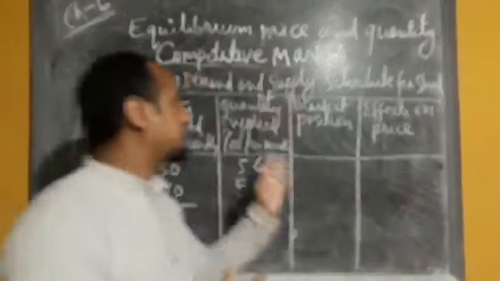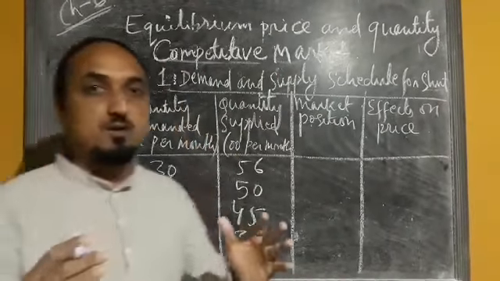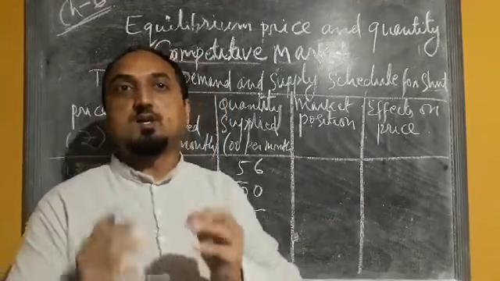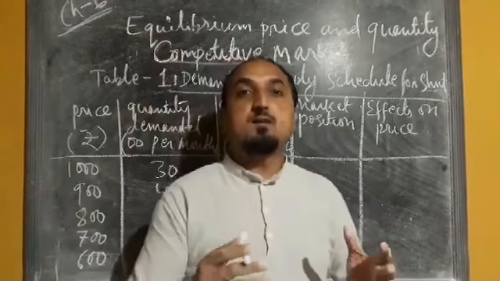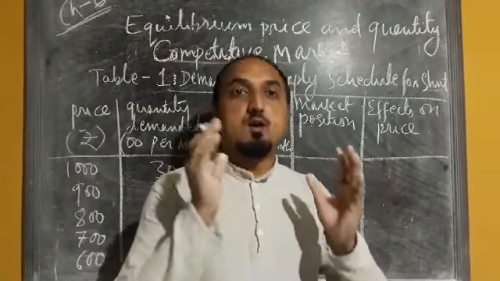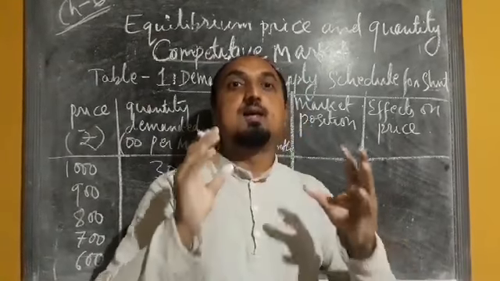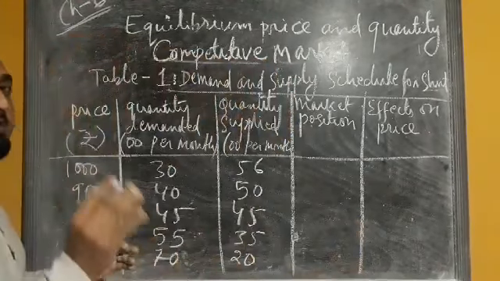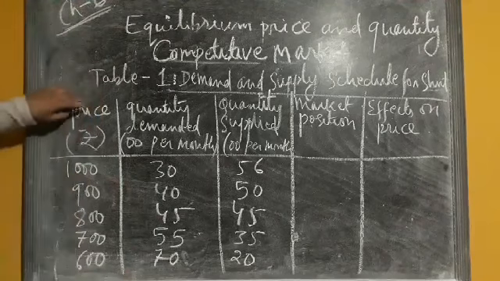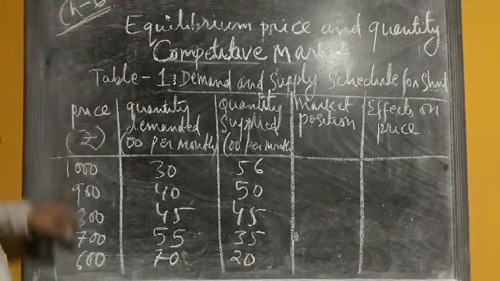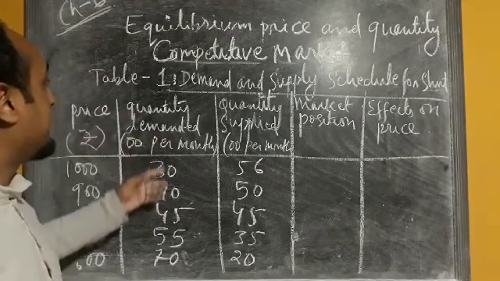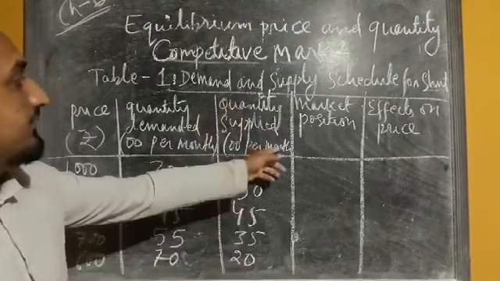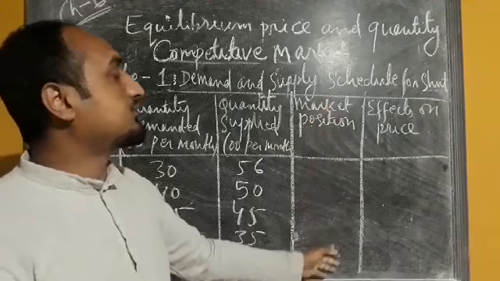With the help of this schedule I am going to explain how to determine equilibrium price and equilibrium quantity in a competitive market. Theoretically, the interaction of the market forces of demand and supply helps determine the equilibrium price and quantity. Column 1 is the price of shirts, column 2 is quantity demanded per month, column 3 is quantity supplied per month, column 4 is market position, and column 5 is effects on price.